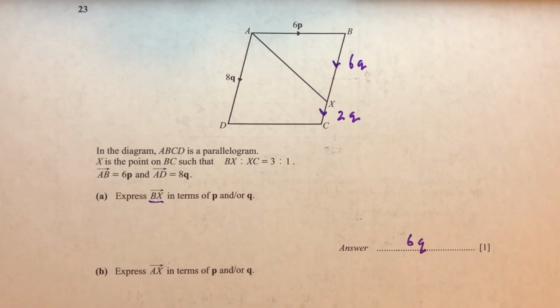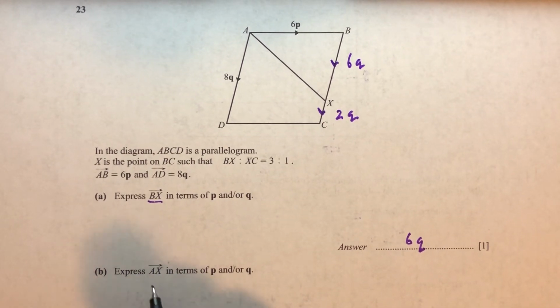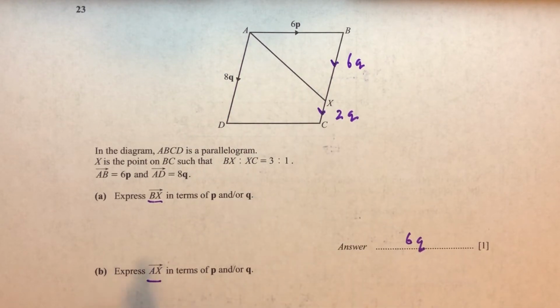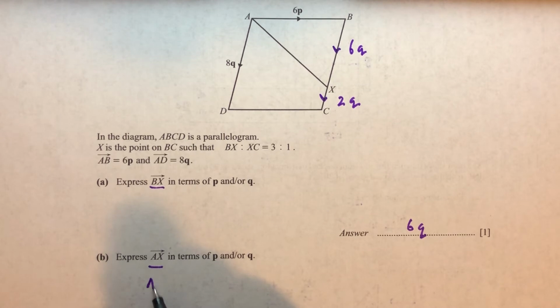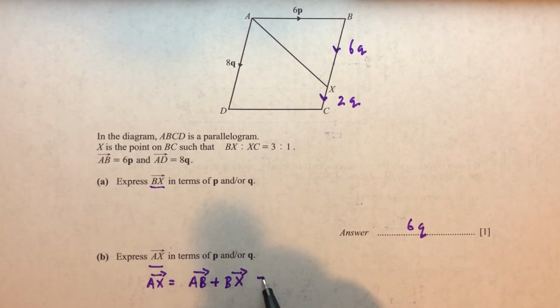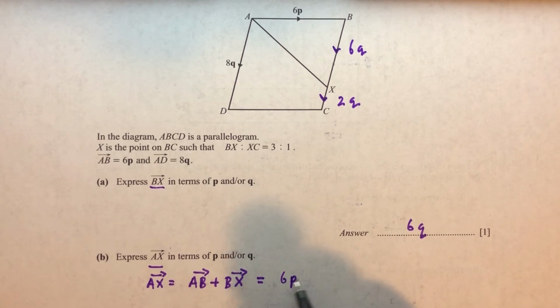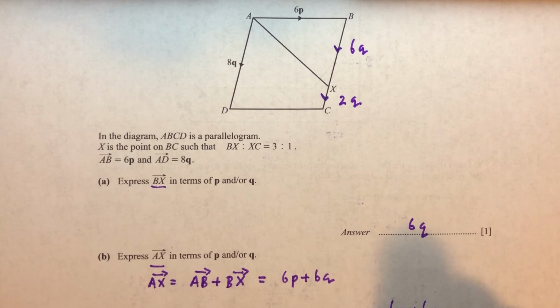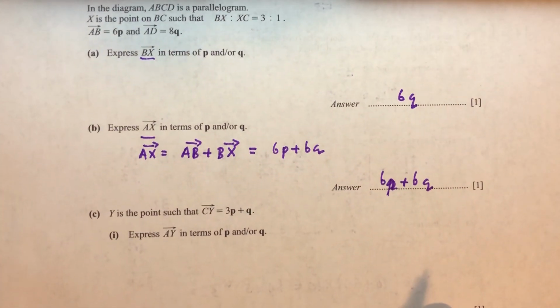And express AX in terms of p or q. So AX is what? AX is equal to A moving to B plus BX. So what is AB? AB is 6p plus 6q. That's your answer. So 6p plus 6q is the answer. Okay, moving on to part C.